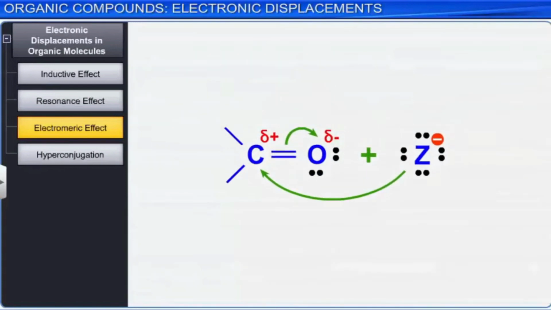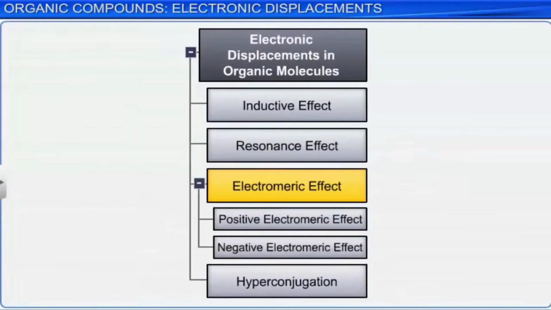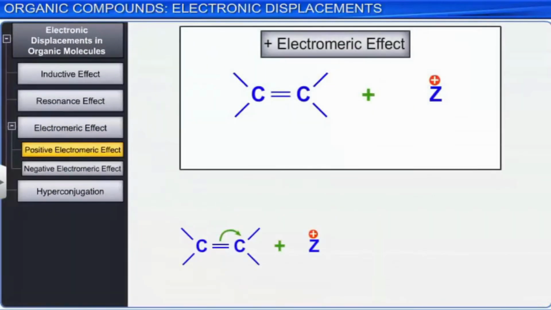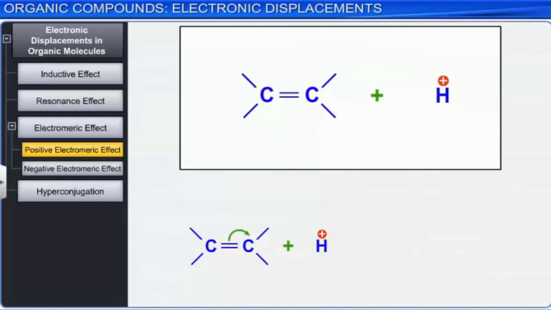This effect is represented by E, and the shifting of the electrons is shown by a curved arrow. There are two types of electromeric effects, positive and negative. In the positive electromeric effect, the pi electrons of the multiple bond are transferred to that atom to which the attacking reagent is bonded. For example, in the addition of acids to alkenes, the pi electrons of the double bond are transferred to that carbon to which the attacking reagent is bonded.